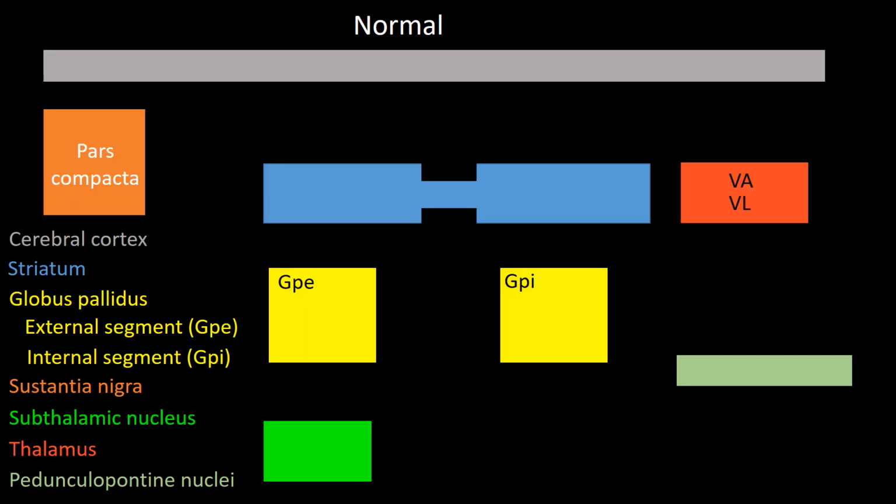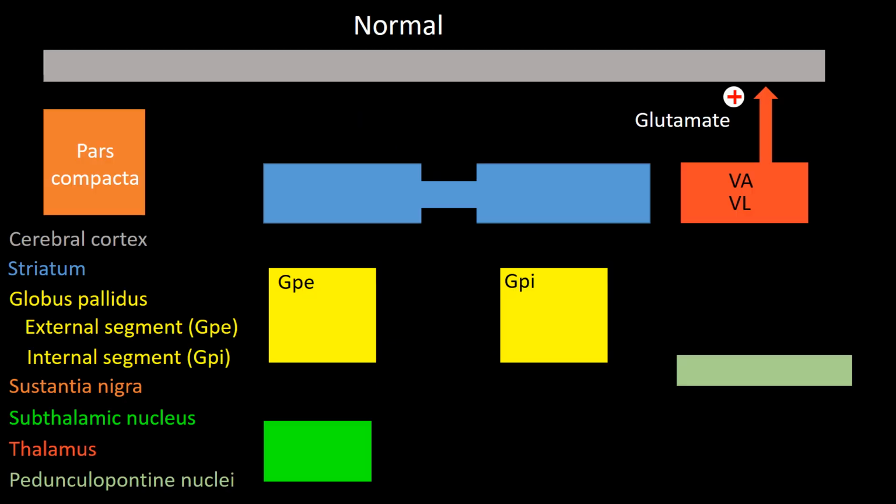The first one I will mention goes from the thalamus to the cortex. This is an excitatory connection. Glutamate, the correct amount of it, keeps movement smooth. The second connection goes from the internal segment of the globus pallidus to the ventrolateral nucleus and ventroanterior nucleus of the thalamus. This is an inhibitory connection.